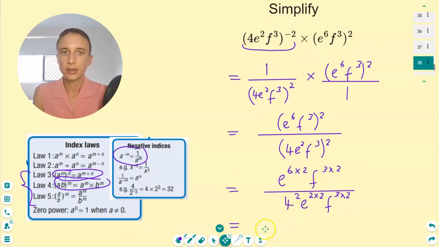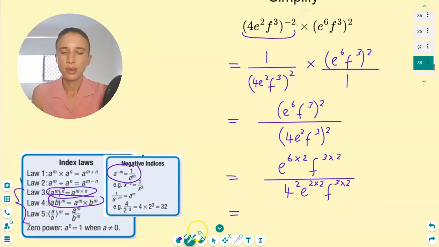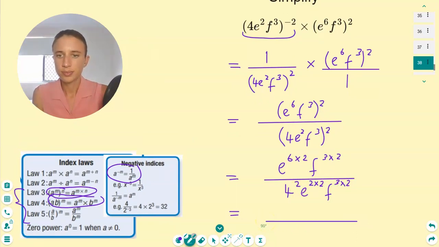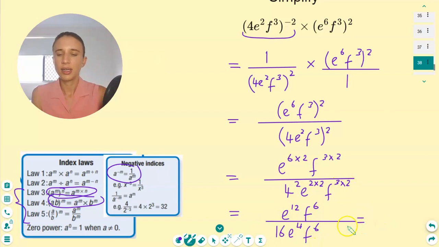Okay, I need more space actually. Okay, so now, let's simplify these. e to the 12, f to the 9, 3 times 2 is 6, 4 squared, 16, e to the 2 times 2 is 4, f to the 6. And then looking over here, because I've just run out of space sadly, we've simplified on the numerator, simplified on the denominator, now let's bring it all together. Okay, so I'm just focusing on that.